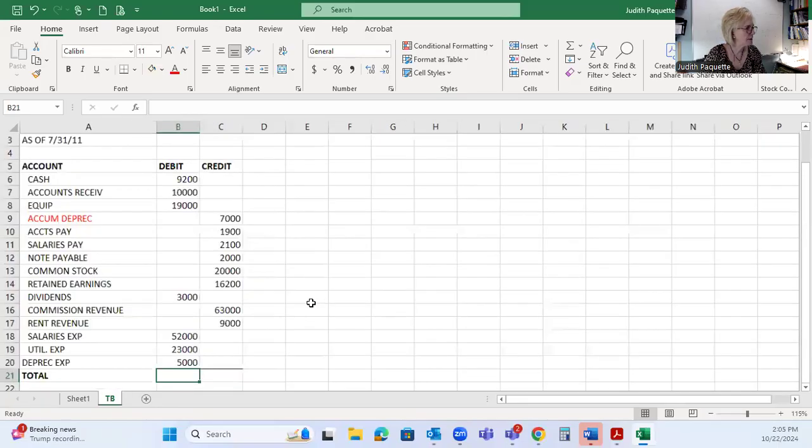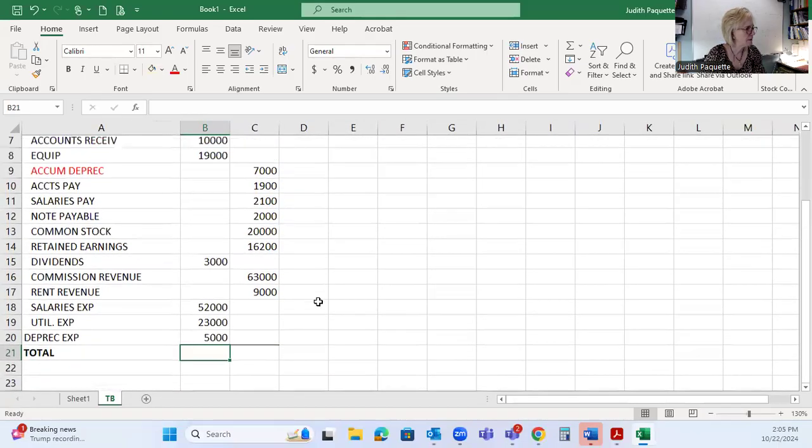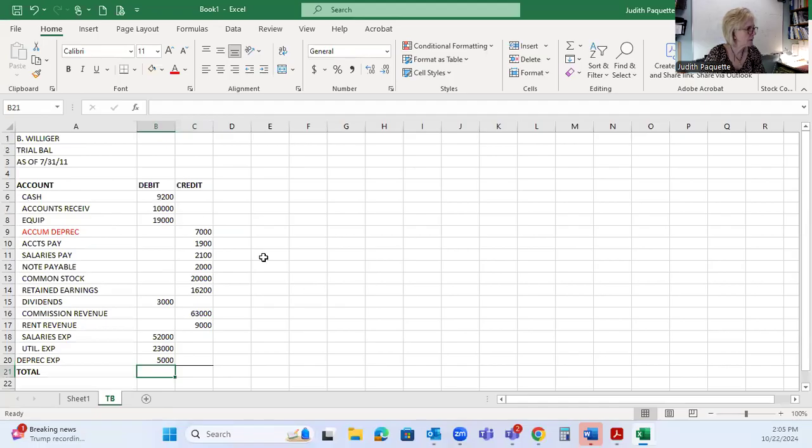Okay, so I'm going to take, I guess I have to leave it small. I have to take this and total it. And it's not the end of the world if it doesn't balance, but let's hope. Yay, it did balance.